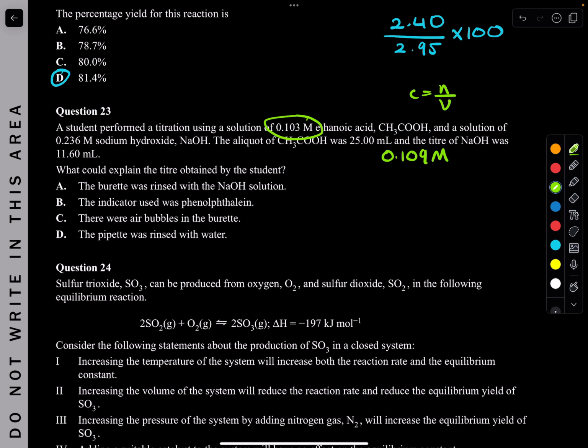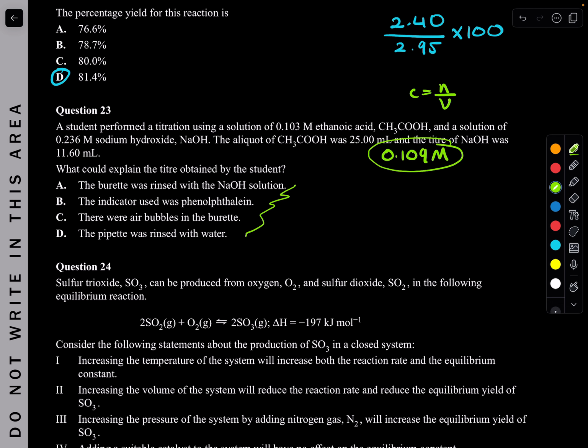The actual real concentration is 0.103, but we've overestimated it. Look at our calculations, we got 0.109. So this is an error, and that's what we have to look at. What could explain the titer obtained by the student? The student performed the titration using that aliquot. Easy. They're basically asking why we get an overestimation. So which of these will give us an overestimation of our overall concentration?